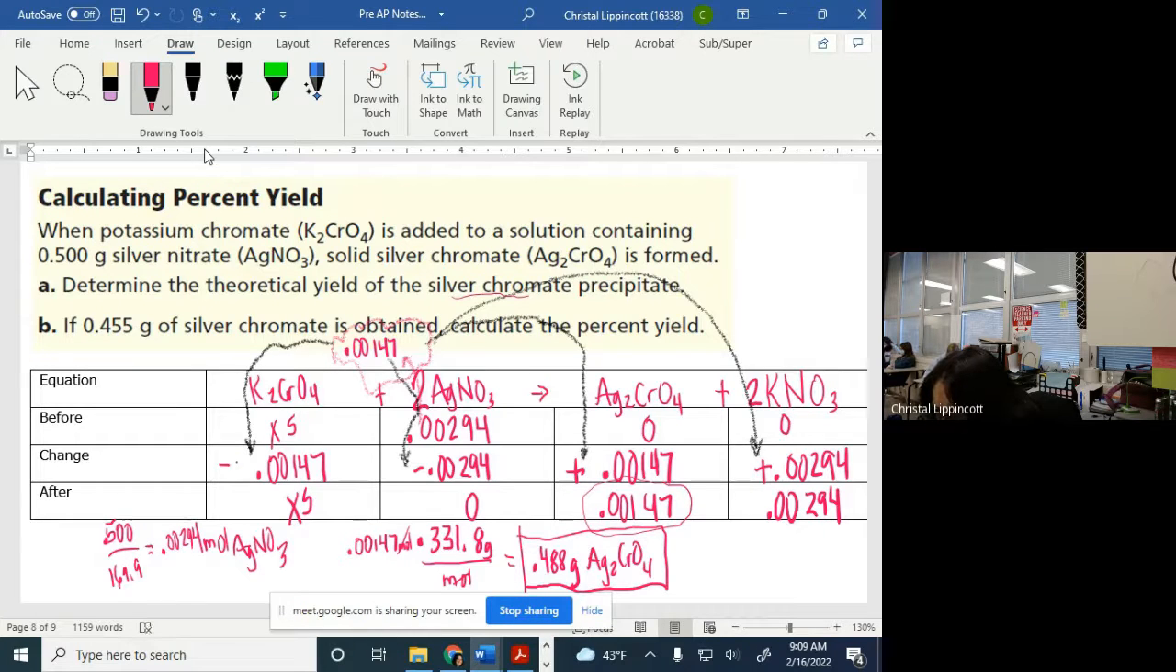Then they're asking me what the percent yield is. Well, if I have 0.455, but I was supposed to have 0.488, I'm going to divide those, multiply by 100, and I get 93.2%.